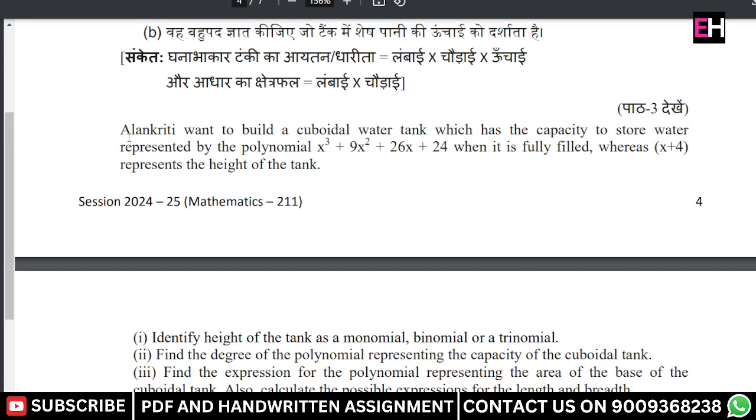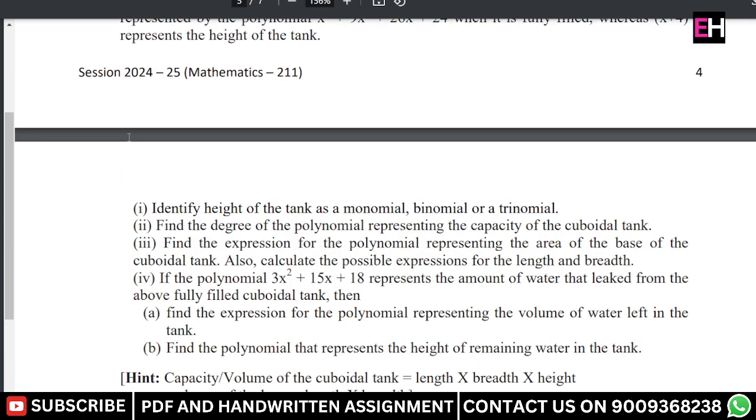And the question number 4B is: Alankriti wants to build a cuboidal water tank which has a capacity to store water represented by the polynomial when it is fully filled. Where h represents the height of the tank, identify the height of the tank as a monomial, binomial, or trinomial. Find the degree of the polynomial representing the capacity of the cuboidal tank. Find the expression for the polynomial representing the area of the base of the cuboidal tank. Also, calculate the possible expressions for the length and breadth.